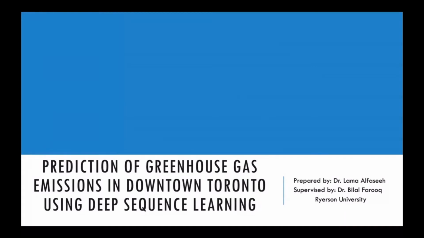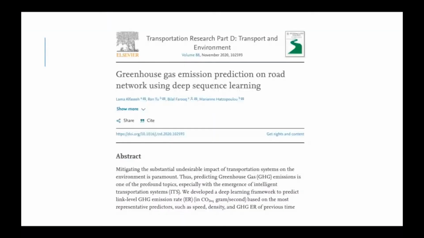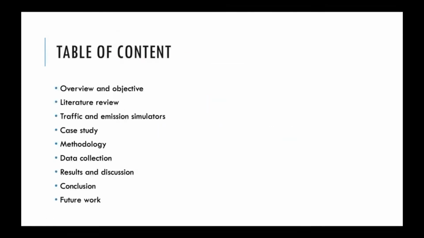Thank you very much. Thank you everyone for inviting me. So as Nora said, the title for this webinar is the prediction of greenhouse gas emissions in downtown Toronto using deep sequence learning. This is the paper that we worked on in collaboration with University of Toronto with Ran Tu, I think most of you know her, and Professor Marianne. So if you want to go back to the paper to get further details, you're more than welcome to check.